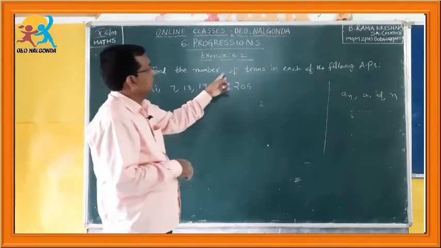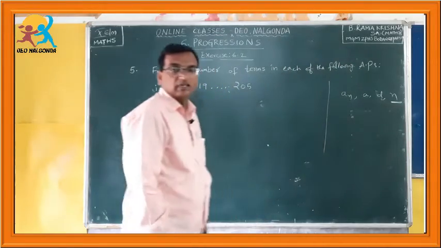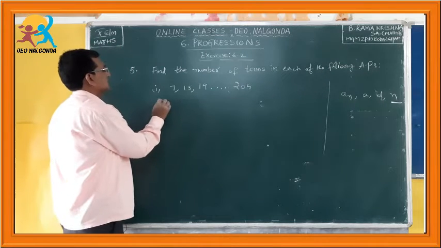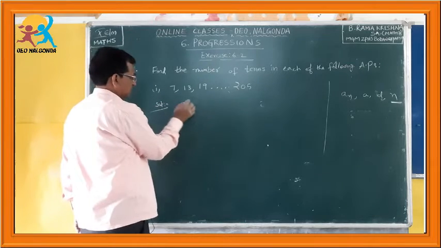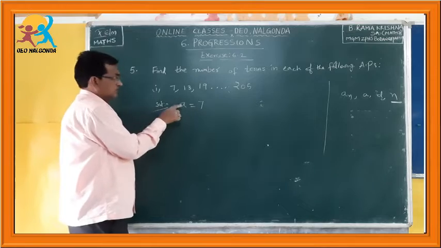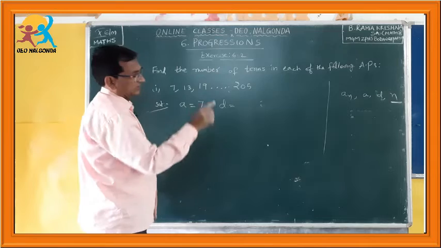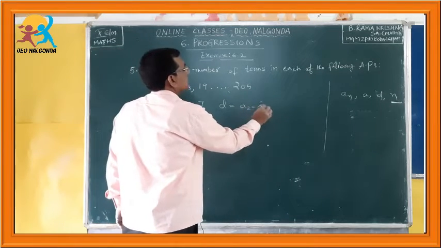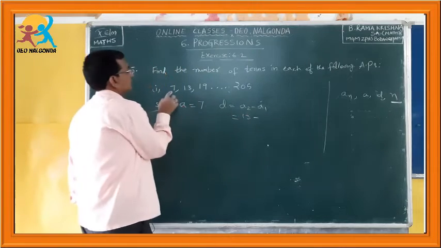He is asking us to find the number of terms, which means he is asking us to find the value of n. So, first of all, write down the things given. By seeing this arithmetic progression, we can write the first term, denoted by a, as 7. Next, d is the common difference. Common difference equals a2 minus a1. a2 is 13, the second term, minus a1, which is 7.